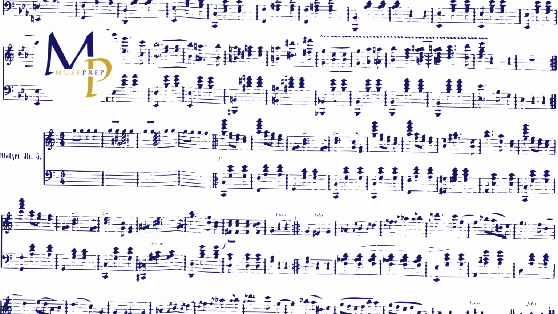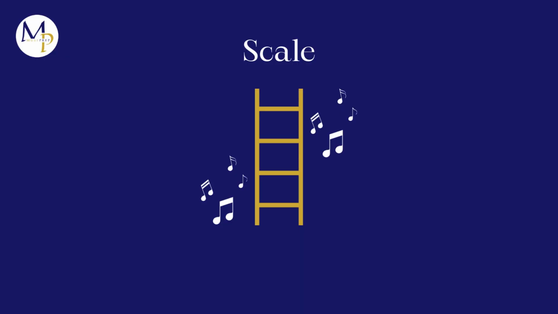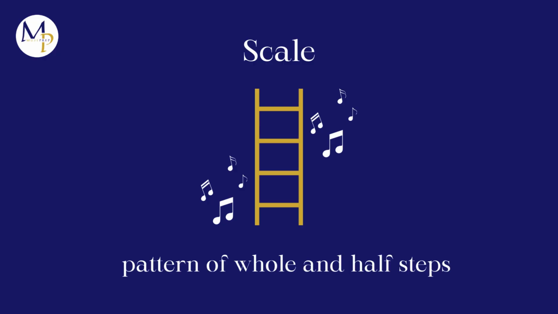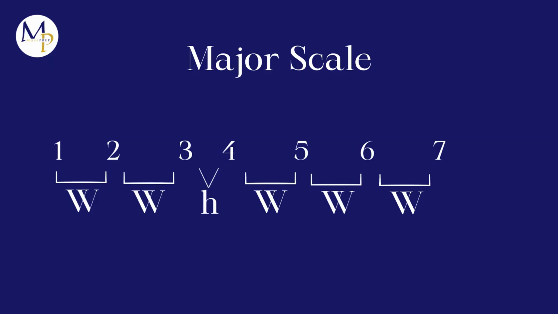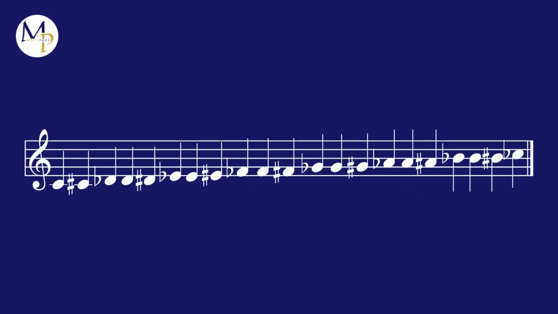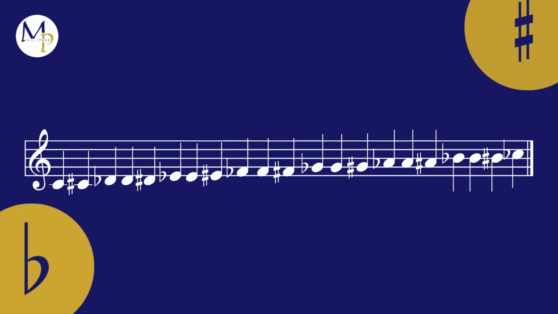Welcome back. You already know that every scale is built from a fixed pattern of whole steps and half steps. In a major scale, the pattern is whole step, half step, whole step, whole step, whole step, and half step. You can now transpose this pattern to any of the 21 available notes, but doing so introduces accidentals.